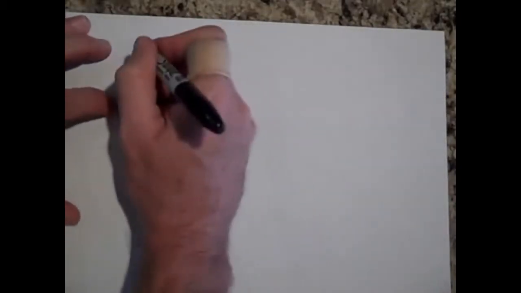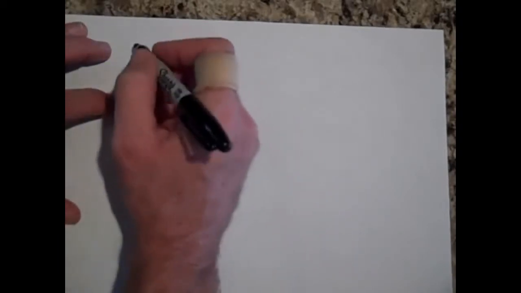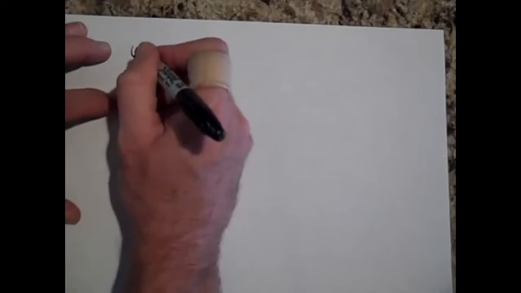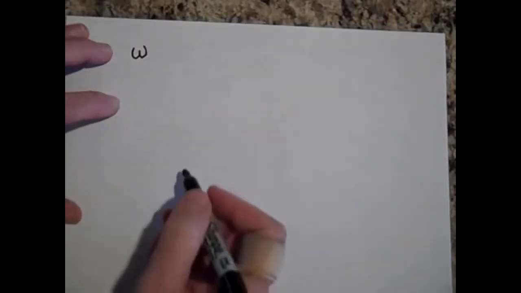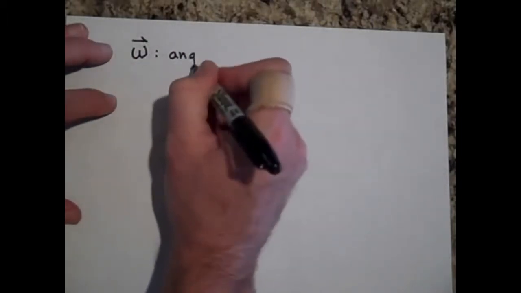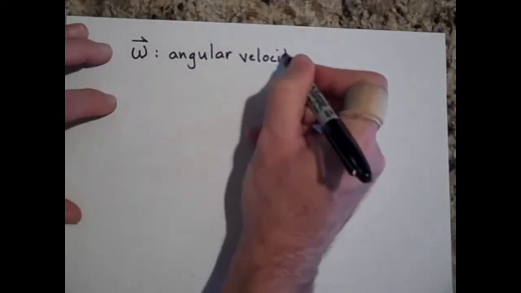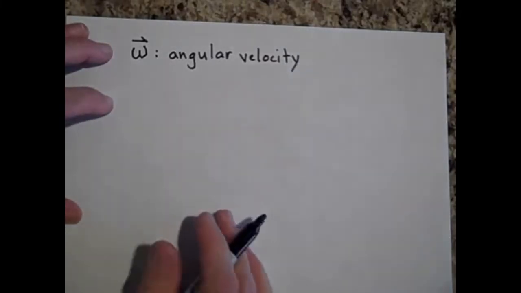Well, it turns out that for angular speed, we can't use v for velocity or angular velocity. We're going to use some Greek letters. This is the Greek letter omega. It is a vector quantity. It's angular speed, or angular velocity, rather. If it's a vector quantity, it's angular velocity.